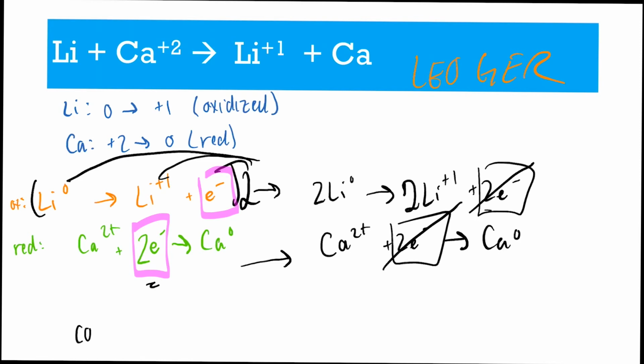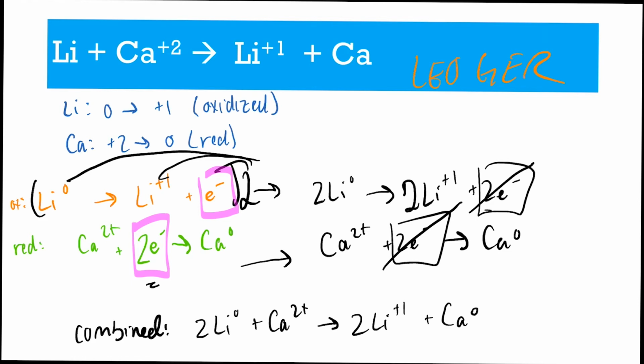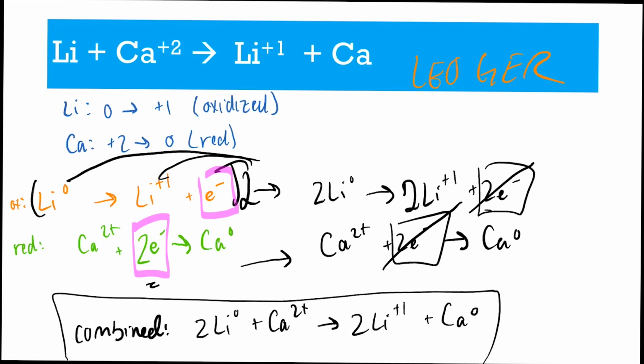And so now if you're going to write your combined redox reaction, write all of your reactants. So Li, 2 of those, plus Ca2 plus gives you that. Now if you look at the numbers of each element, you have 2 Li's on both sides. You have 1 Ca on both sides. The overall charge of the left side is plus 2. The overall charge of the right side is plus 2. So that means everything is balanced. We are good to go.